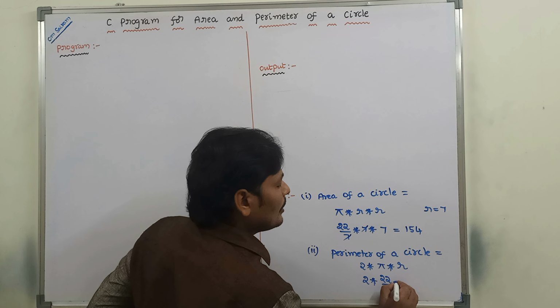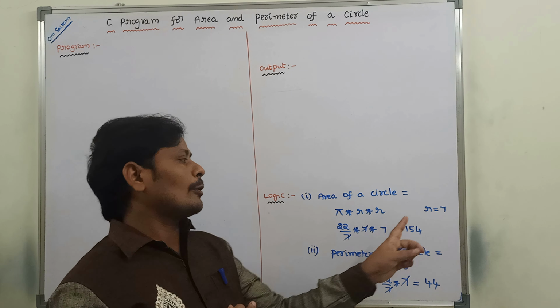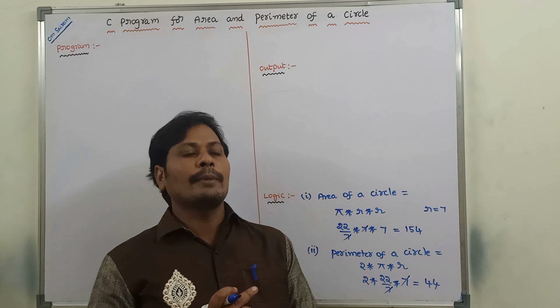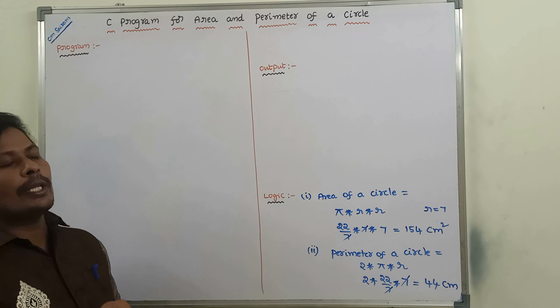The radius value r is given by the user from the keyboard. So r is equal to 7 centimeters, then the area is 154 centimeters square and the perimeter is 44 centimeters. So this is the formula for finding the area and perimeter of a circle. Now we can go to the program.